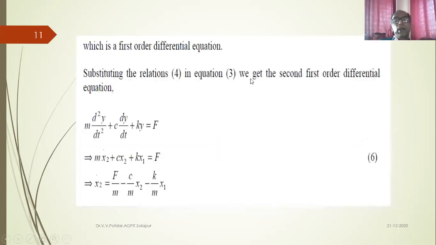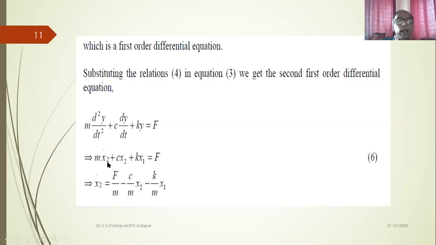Substituting the relations 4 and 4 in equation 3, we get the second first order differential equation. So this second order differential equation, which was m into d2y by dt square plus c into dy by dt plus ky is equal to f, this is the original second order differential equation. It is getting converted into m into x2 dot plus c x2, because x2 was equal to dy by dt, plus k x1 is equal to f.